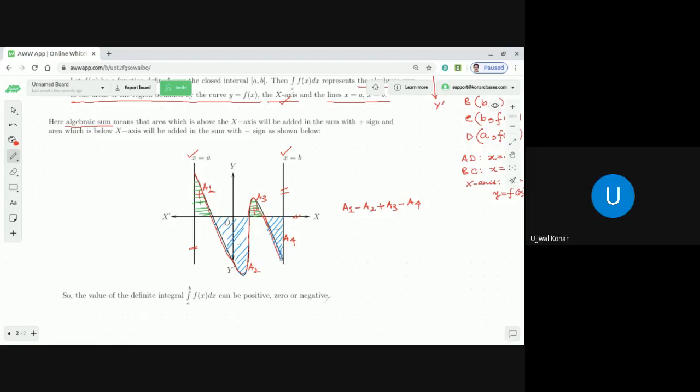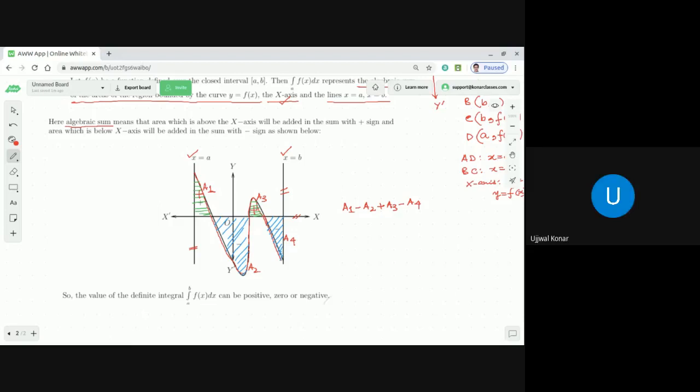But as long as the second part is concerned, that is to find the actual value of the definite integration, you need not have the graph. You just use the standard way of performing the indefinite integration. After that, you first apply the value of the upper limit and then subtract the value of the function, obtained after the indefinite integration, at the lower limit. So the value of the definite integral can be positive, 0 or negative.